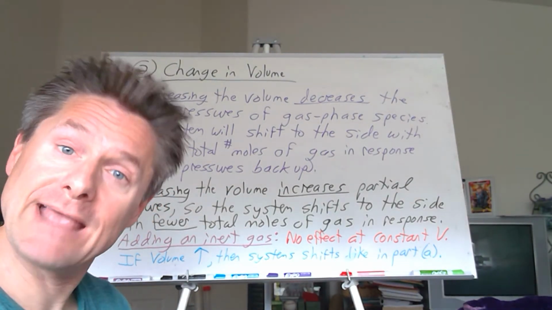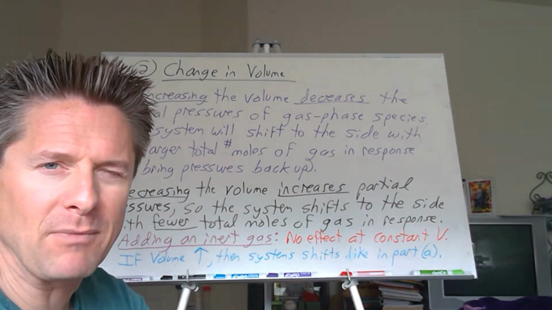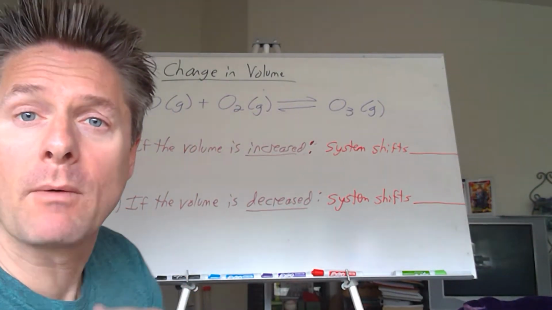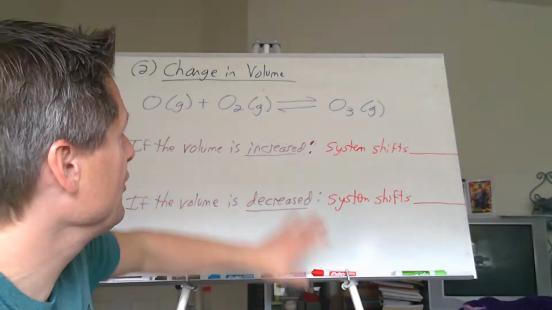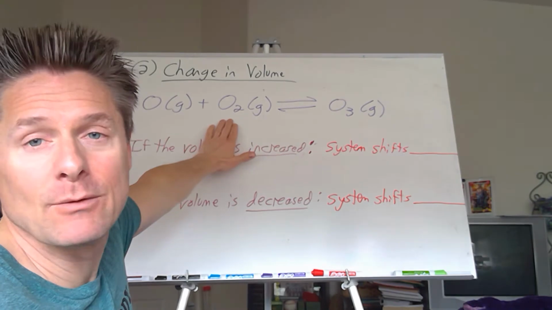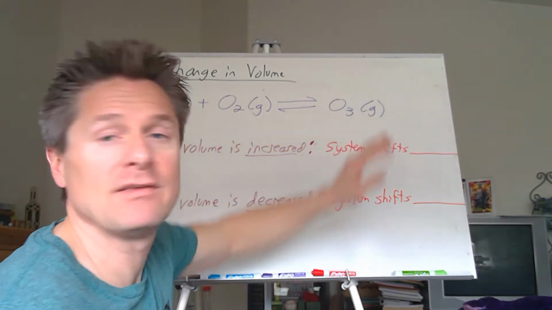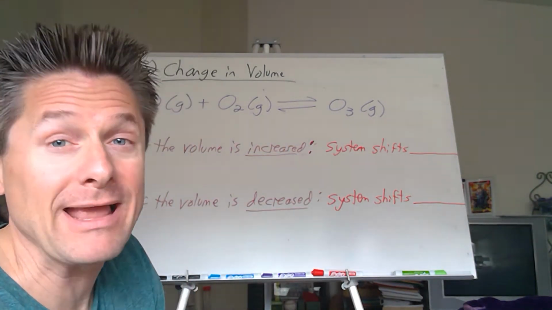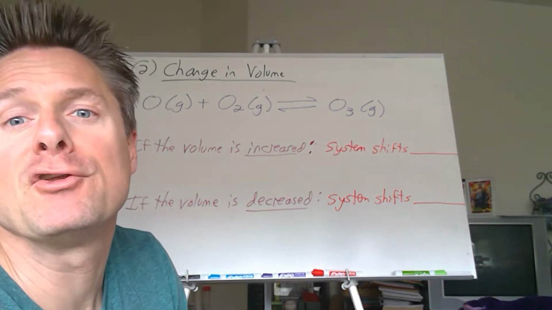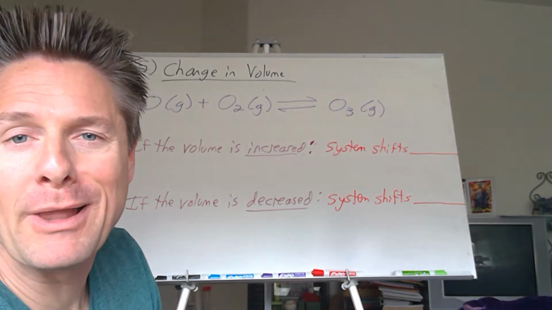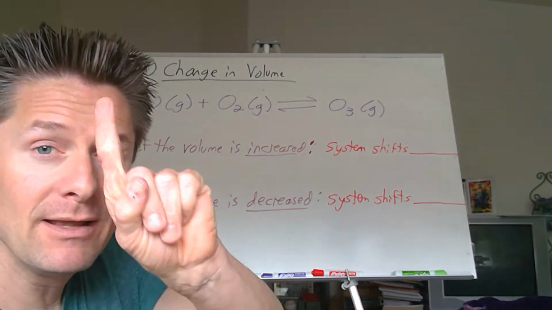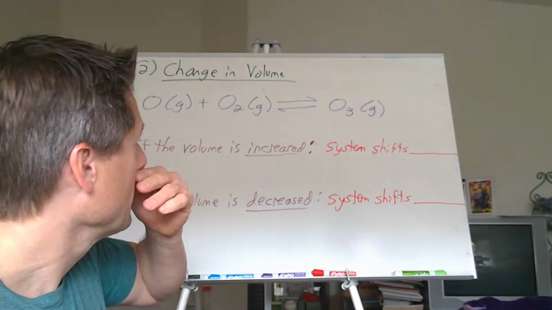So let's do an example problem of this. A little harder to think about, but let's do it. All right, guys. So for this second type of disruption where we're changing the volume and thus the partial pressures, let's just do a simple one where we have monatomic oxygen gas reacting with diatomic oxygen gas to give us some ozone. Remember the triatomic or O3 oxygen? That's ozone. So if you want to have some fun in your board, go look up the ozone layer and ozone depletion. Fascinating chemistry going on up there in the stratosphere.